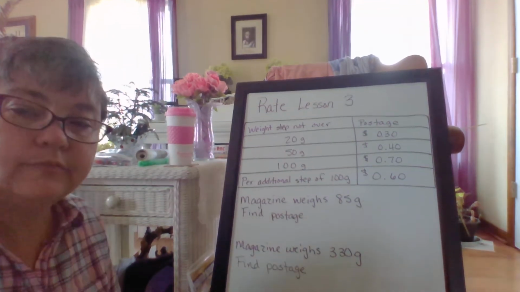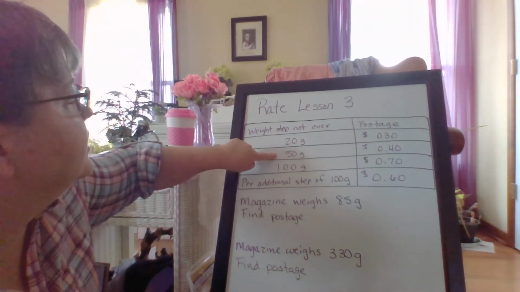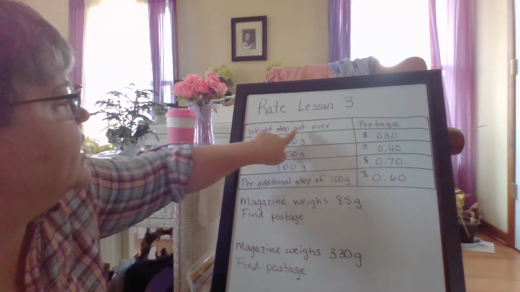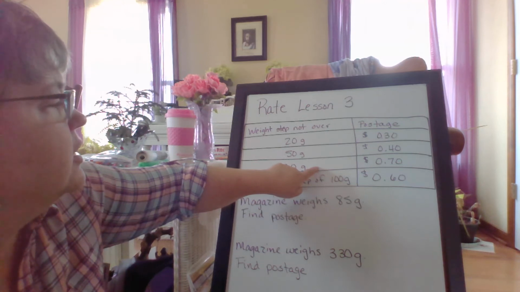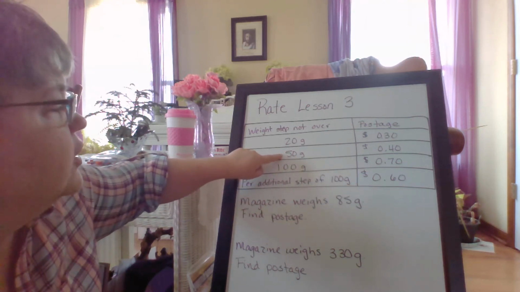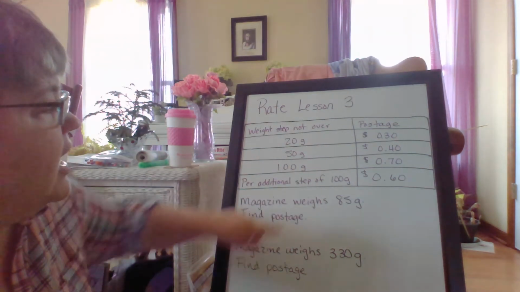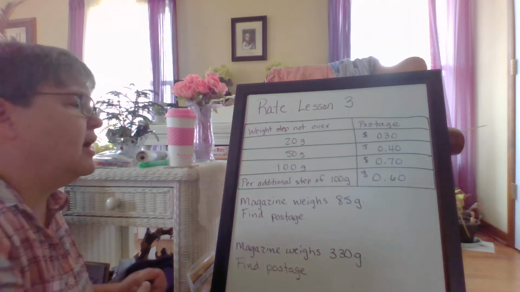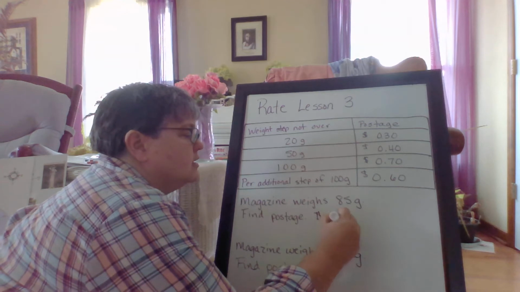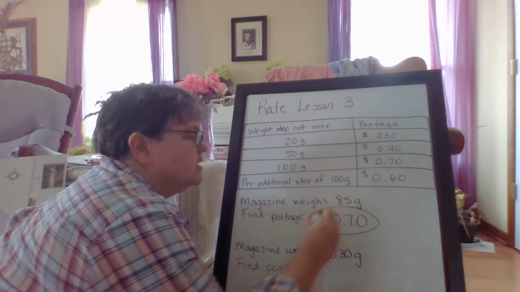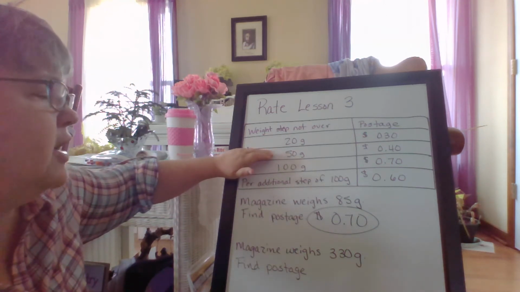All right, so here the weight step is over 50, but it's not to 100. But since it's over 50, we have to pay the next step up. So for this 85 gram package, we're going to have to pay 70 cents. And you're like, but it wasn't 100 grams. Yes, but it was over the 50 grams.